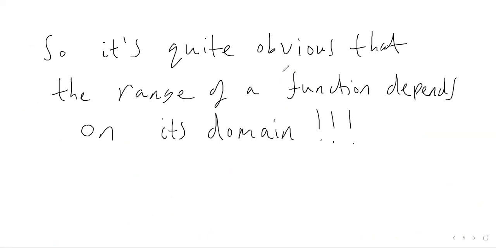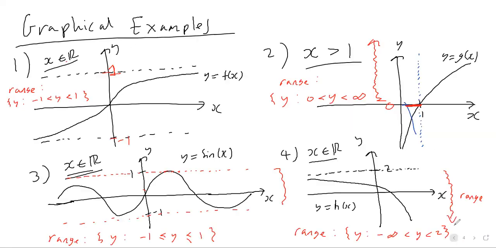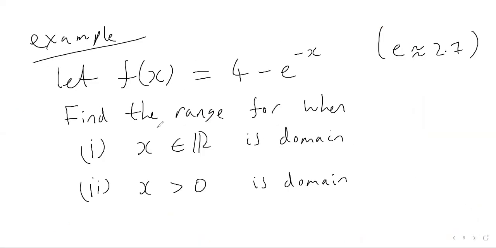So yeah, just a point I want to make here. It's quite obvious that the range of a function depends on its domain. If you're given a different domain in your question, it will affect the range. So the range depends directly on what domain you specify for your function. So that's a key point. Now let's look at this example here.